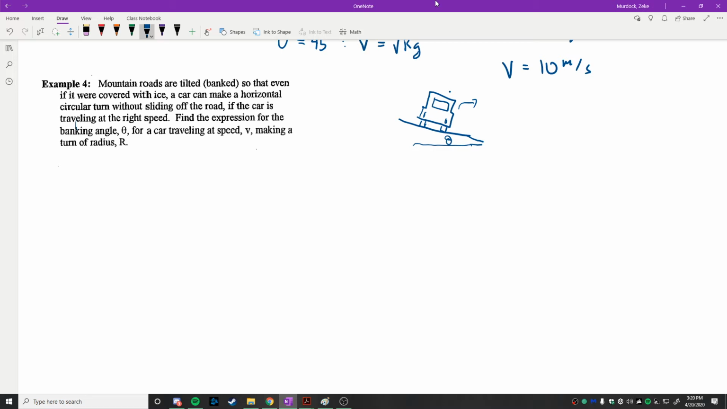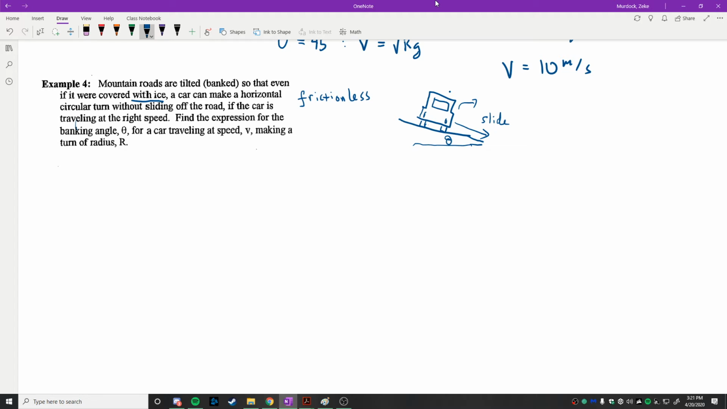And it says specifically that even if the road were covered with ice, so we're going to basically assume that the road we're driving on is frictionless. Which means that if there was no velocity, the car would tend to just slide down the road like this. It would just slide without any speed. Its weight would just carry it down the ramp, because it's a frictionless surface.